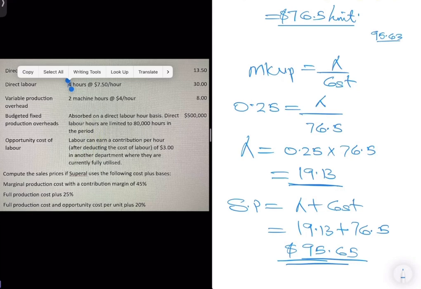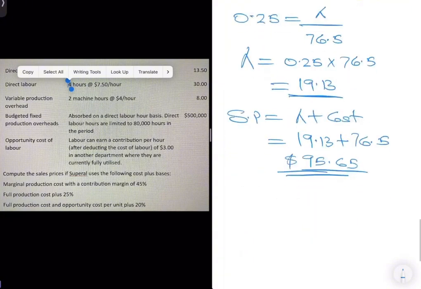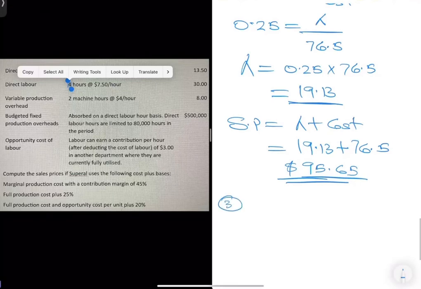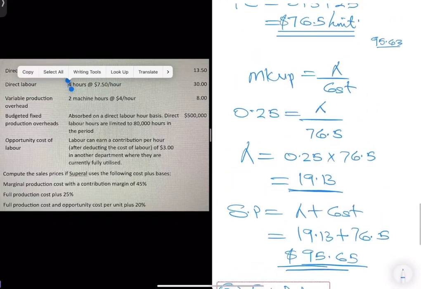The third one, which is another scenario, is if they decide to use full production cost, which means this 76.5, which is our full cost, right? But they are not stopping there. They still want to add opportunity cost to that. So full production cost, opportunity cost, then on top of that, 20%. That is the third scenario. We know that the full production cost is what? 76.5.